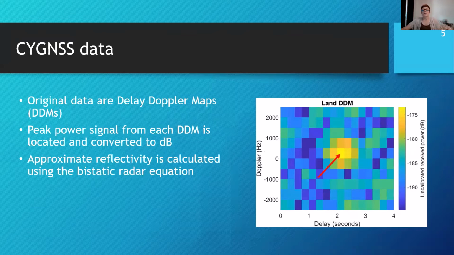Cygnus data are originally reported as delayed Doppler maps, an example of which can be seen here. In order to use the Cygnus data, we locate the peak power signal from each GDM, convert the signal to decibels, and use the bistatic radar equation to calculate an approximate surface reflectivity.